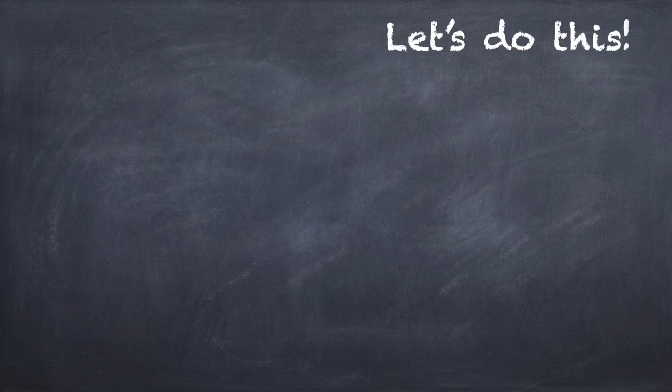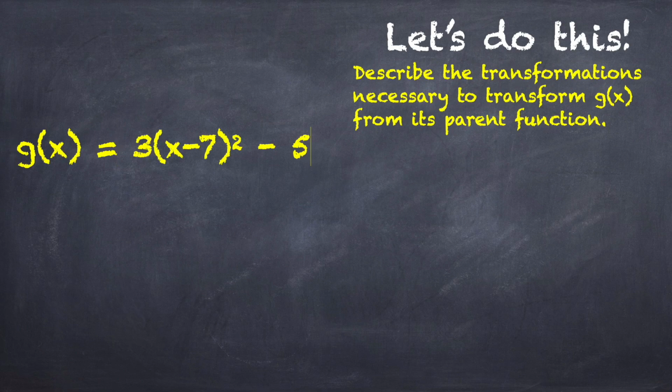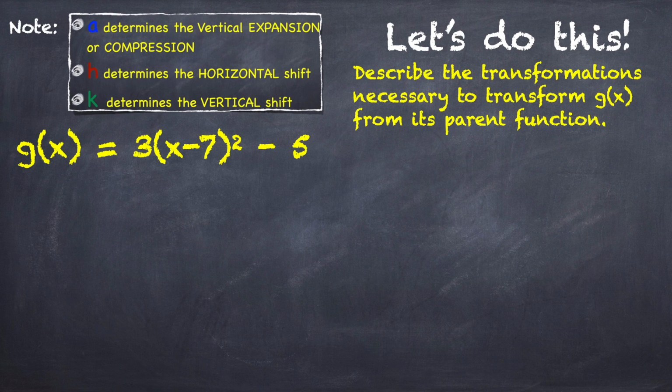Now, what we're going to do, we're going to do this one. We're going to describe the transformations necessary to transform g of x from its parent graph. Well, the first thing we need to do is identify A, H, and K. Well, A is our coefficient out front. So A is 3. It's located right here. Okay. Now K. K is, no, not K. K's tacked on the back.